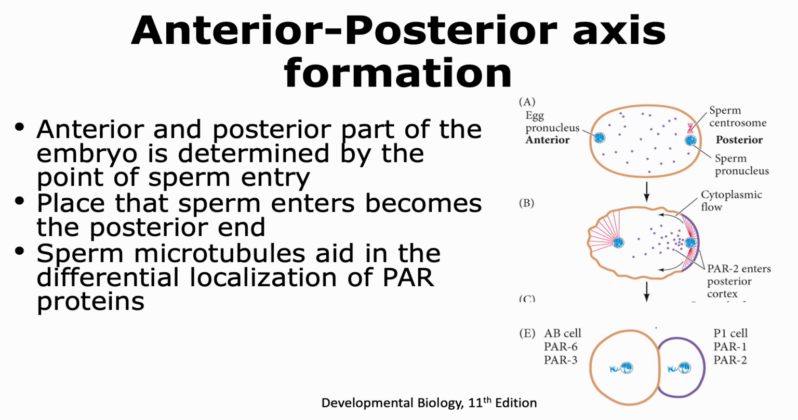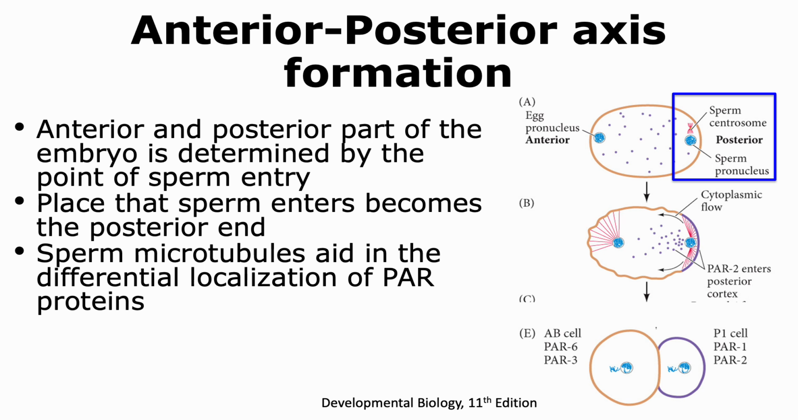So if we look at the figure, the part in the blue box, let us say that is where the sperm entered the egg. And that is where we can now find the sperm centrosome as well as the sperm's pronucleus. That part of the egg now becomes the posterior part of the zygote, and the diametrically opposite part, where the egg pronucleus is, becomes the anterior part.